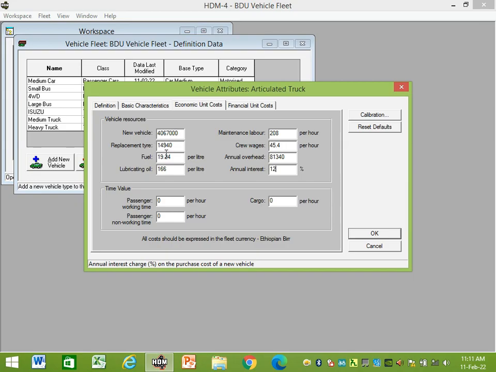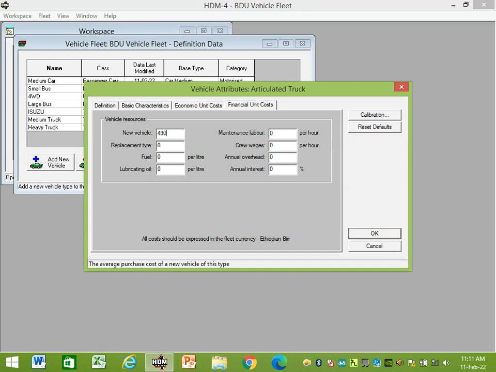Yeah, I think 4,067,000, 3 zeros. 14,940. 19.24 fuel. Lubricating oil 166. Maintenance labor 208. Crew wages 45.4. This is overhead and this one. Okay.